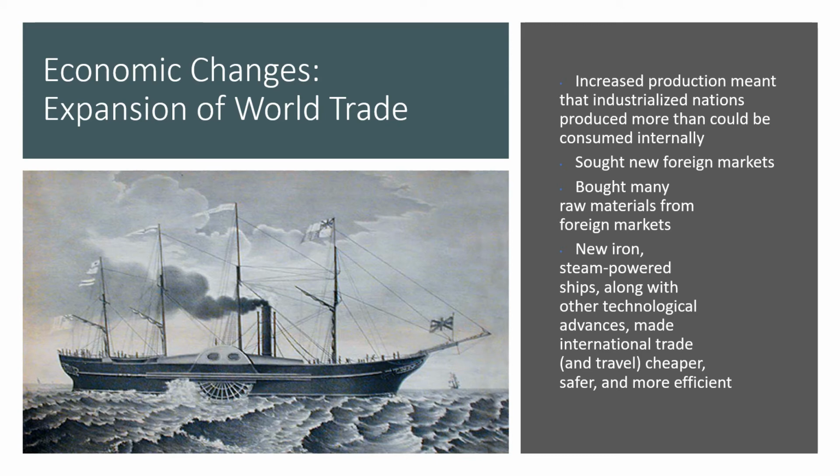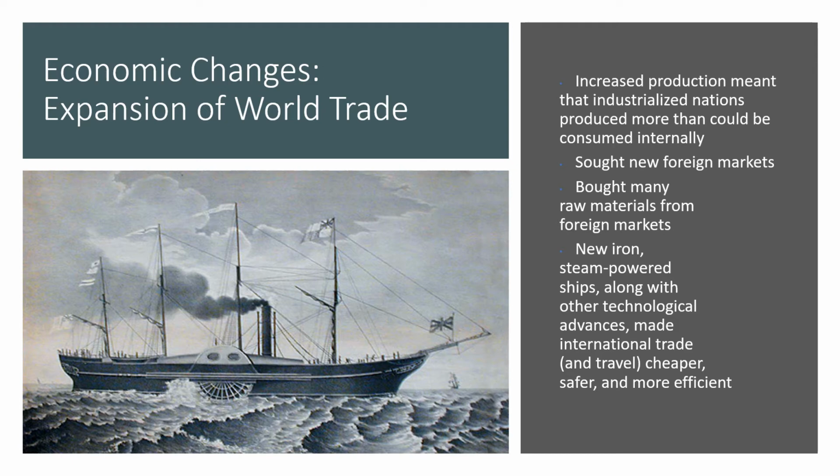With world trade, there was increased production, meaning that industrialized countries could produce more than any other country combined. Those industrialized nations were always looking for new markets to sell to and buy from. Those that were industrialized would buy more raw materials, more empires, more colonies, more territories.